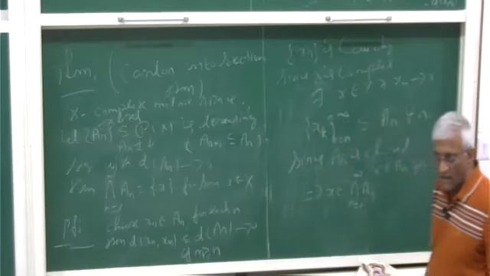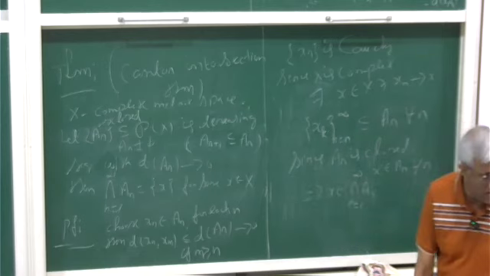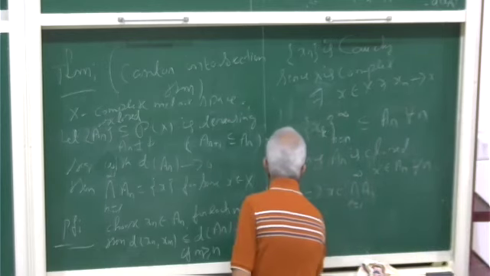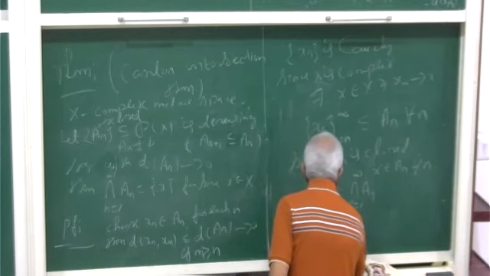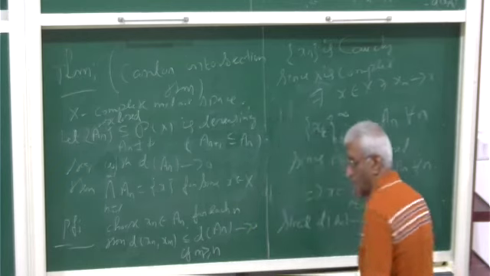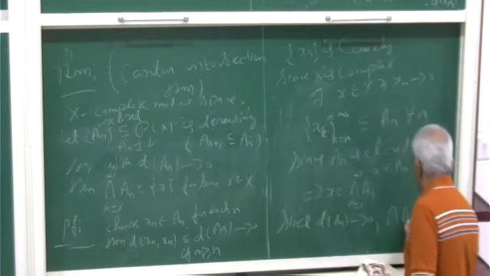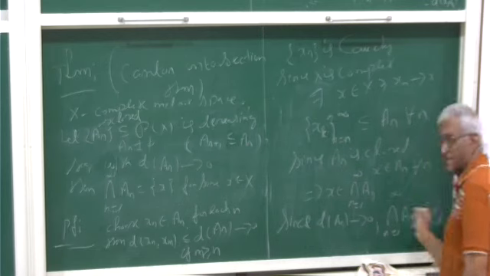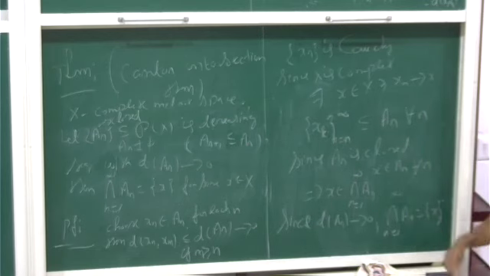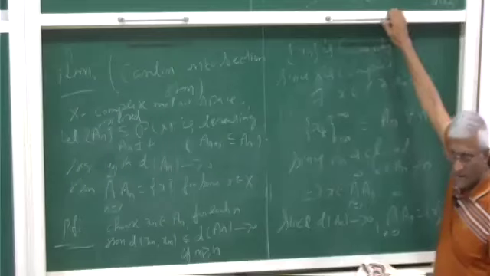And by the same argument, since the diameter of A_n goes to 0, the intersection of A_n for n equal to 1 to infinity is the singleton {x}, which we have already shown. This argument we have already shown. That's all, we'll move to the next one. We've taken a lot of time for this.